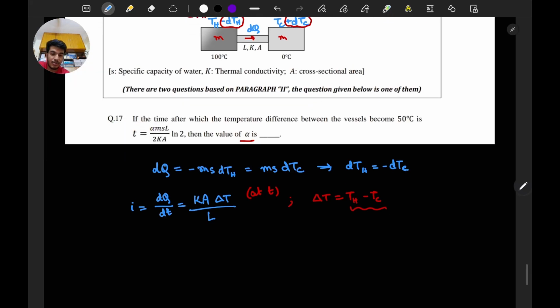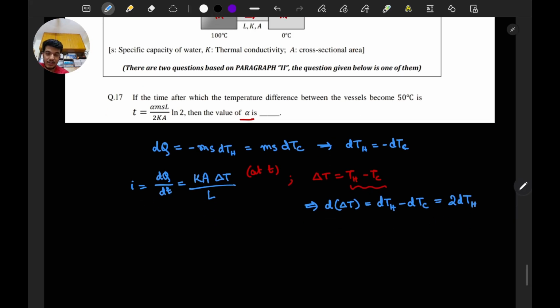Now I can differentiate delta T, the temperature difference, and write it as dTh minus dTc, and I can replace dTc by minus dTh, so I can write this as 2 dTh. And dQ by dt can be simply written as minus ms dTh by dt. From above, I can easily write this, right? And similarly, I can equate this to Ka by L delta T.